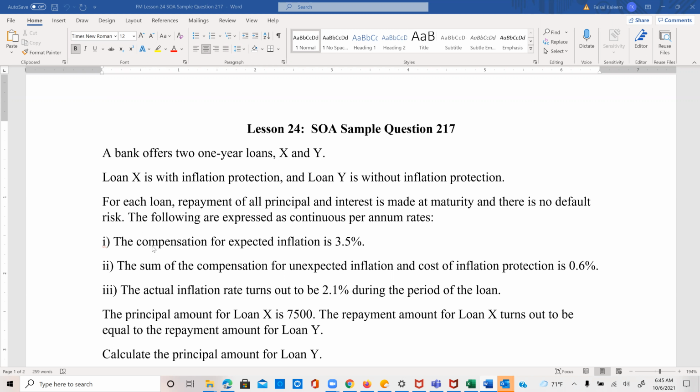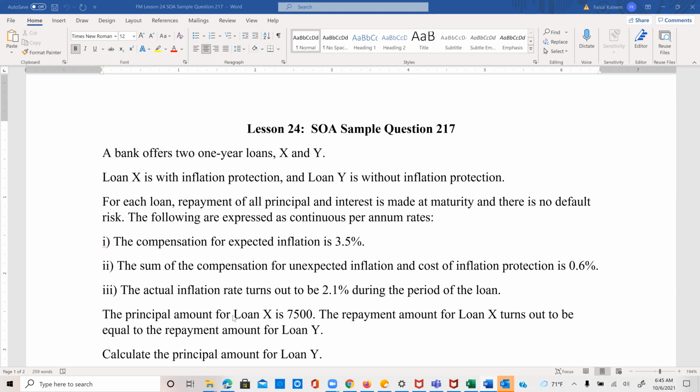The compensation for expected inflation is 3.5%. The sum of compensation for unexpected inflation and cost of inflation protection is 0.6%. The actual inflation rate turns out to be 2.1%. The principal amount for loan X is 7,500. The repayment amount for loan X turns out to be equal to the repayment amount for loan Y. Calculate the principal amount for loan Y.